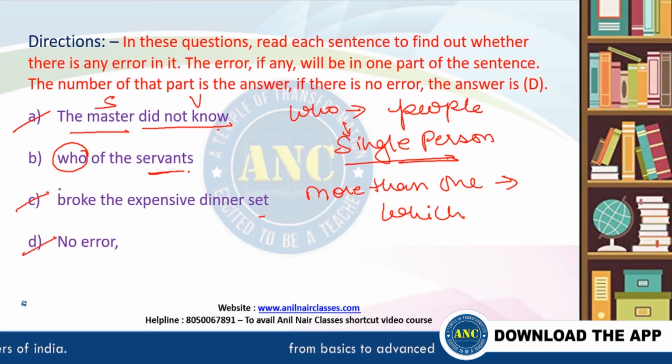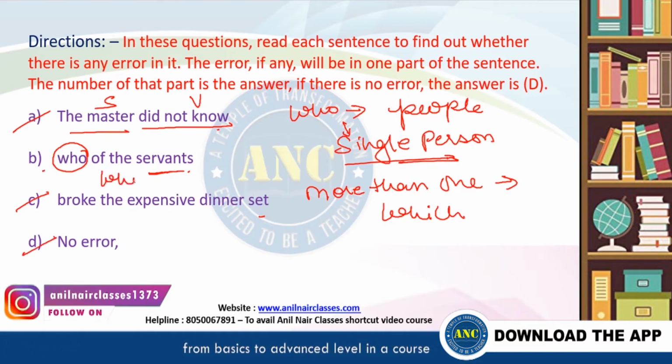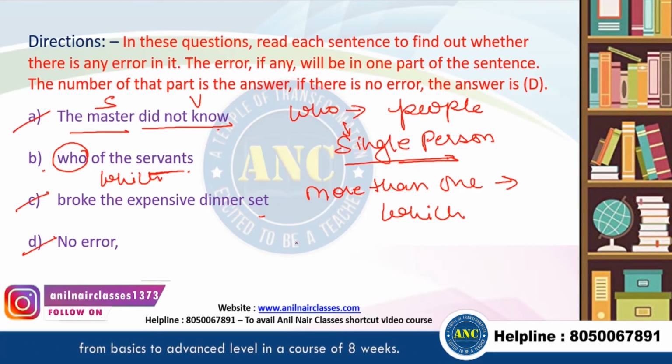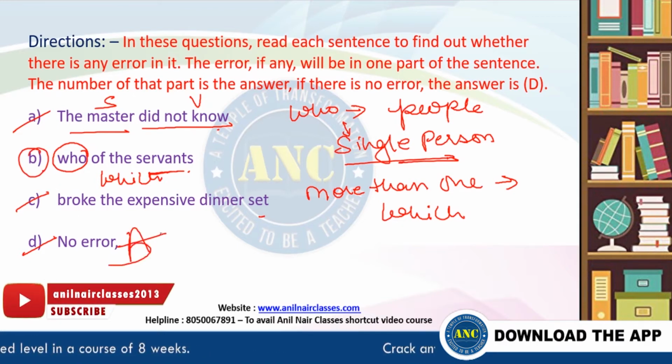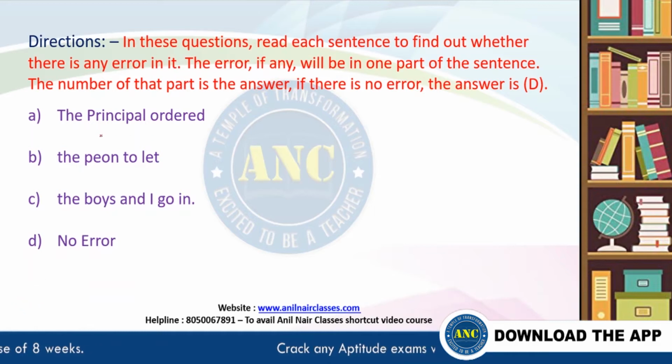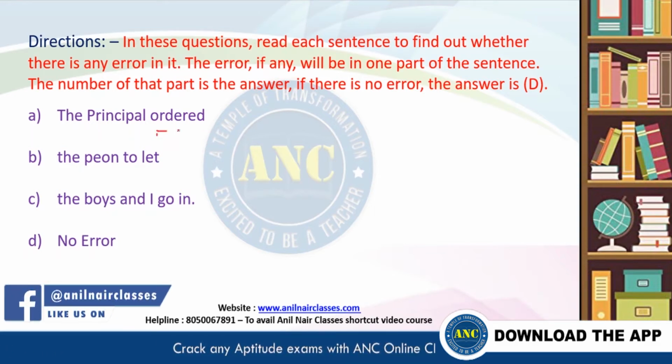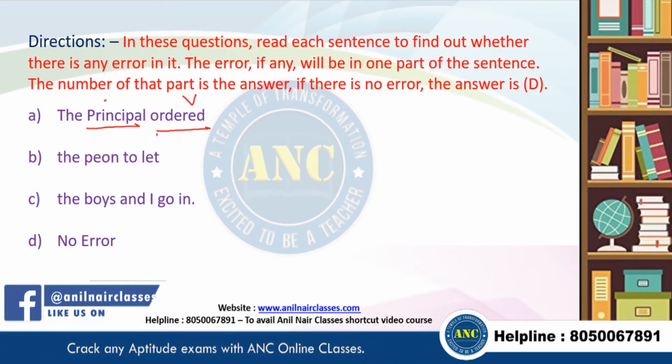So get rid of C and D. Instead of who, we really need which, because we have to choose from many. So B is the right answer. B is the answer. Next question. The principal ordered. Ordered is the verb. Who ordered? The principal orders.